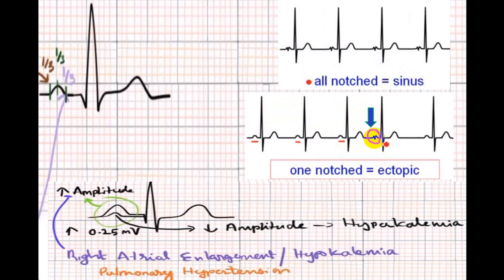So we'll call this an atrial ectopic beat or atrial premature beat, followed by a pause. You can see a pause. This RR interval is bigger, and this is called a non-compensatory pause. So this is one of the things which you can identify by looking at the shape of the P wave.